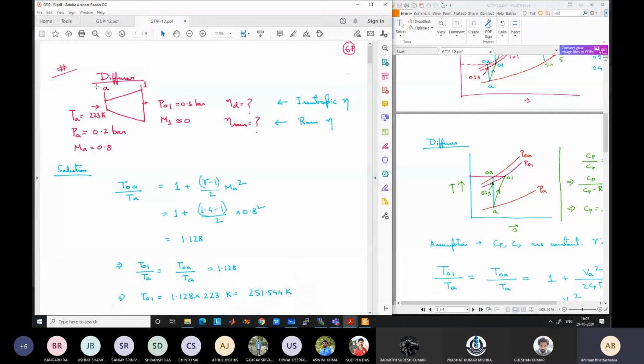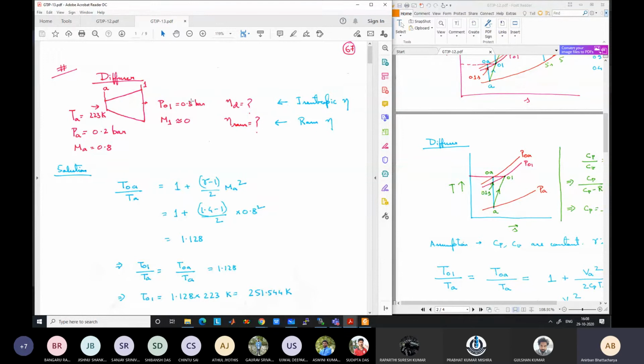So if the static conditions are A and 1, the stagnation conditions will be 0A and 01. Generally, we do all the calculations in the subsequent part after the diffuser in terms of stagnation pressure and stagnation temperature, as we have discussed previously, to take into account the change in kinetic energy. But for the diffuser and the nozzle, both static and stagnation conditions are important, because the stagnation condition does not change in a frictionless diffuser, only the static condition changes. So anyway, how to calculate this? This is very easy. It was supposed to be given to you as an exercise, but let us go through it.